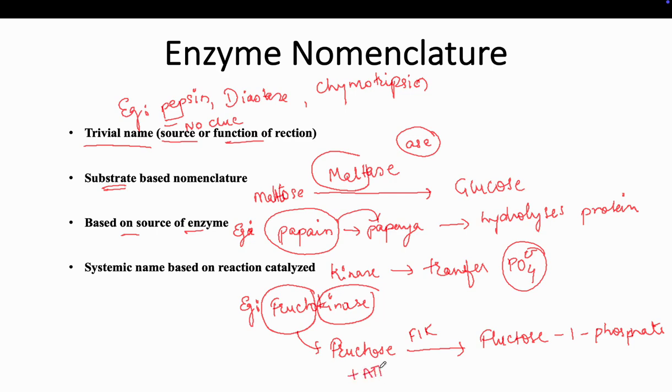So ATP is involved here. From ATP the phosphate group will transfer onto the fructose. So this belongs to the transferase class of enzymes. And then we'll be left with ADP. This fructose will get a phosphate group attached to it with the help of the enzyme fructokinase, and then it will form fructose 1-phosphate. So at the C1 carbon, this phosphate group will get attached.